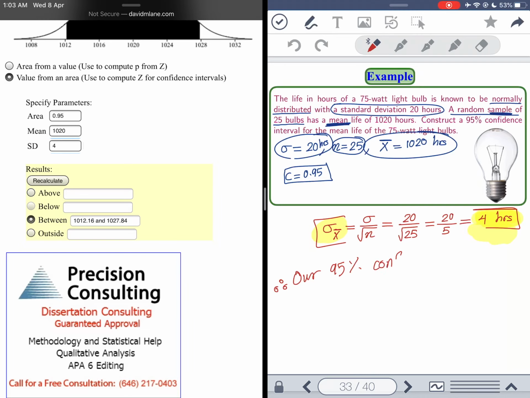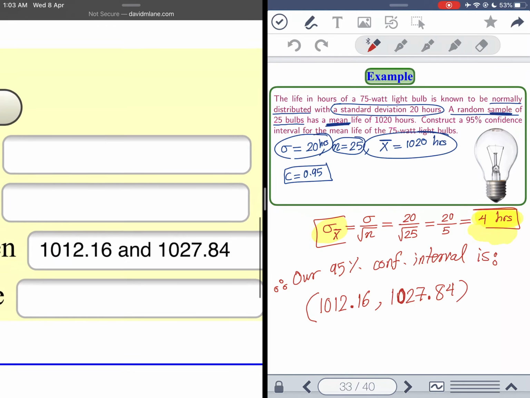So immediately, therefore, our 95 percent confidence interval is, and you will write open parentheses, put the first number, the lower confidence limit, 1012.16, or you can say 1012.2, up to 1027.84, as you can see here.